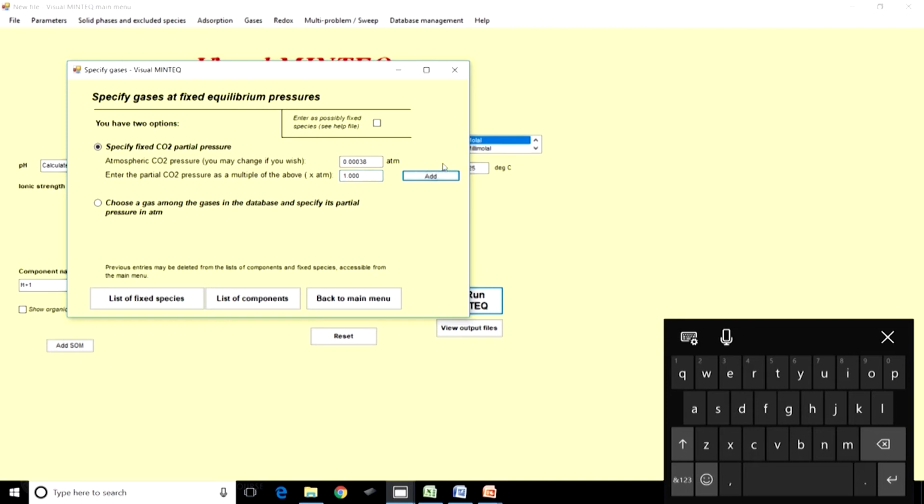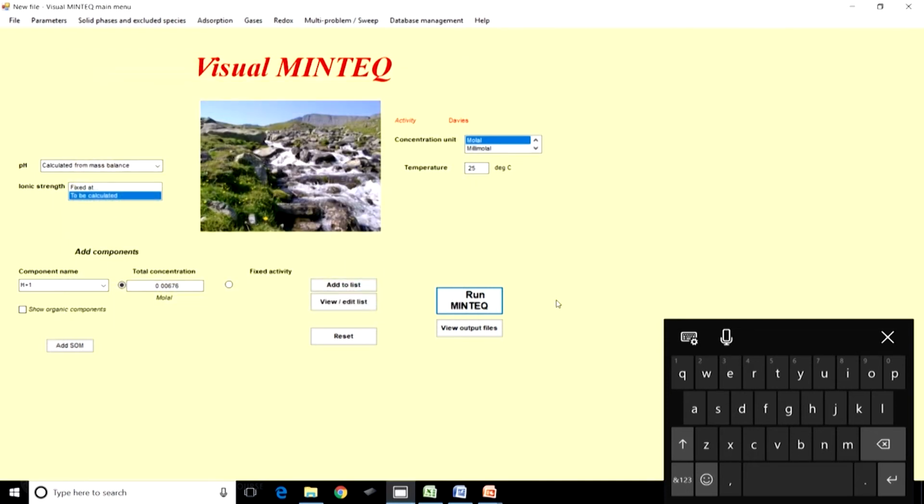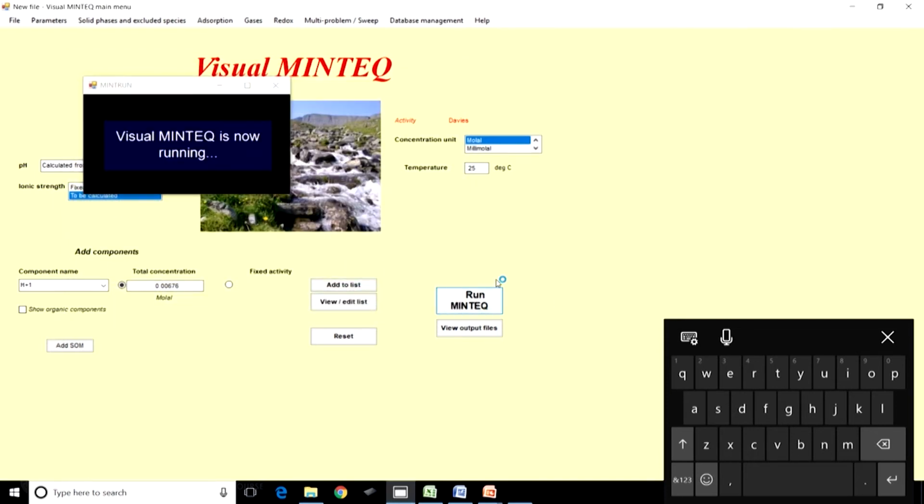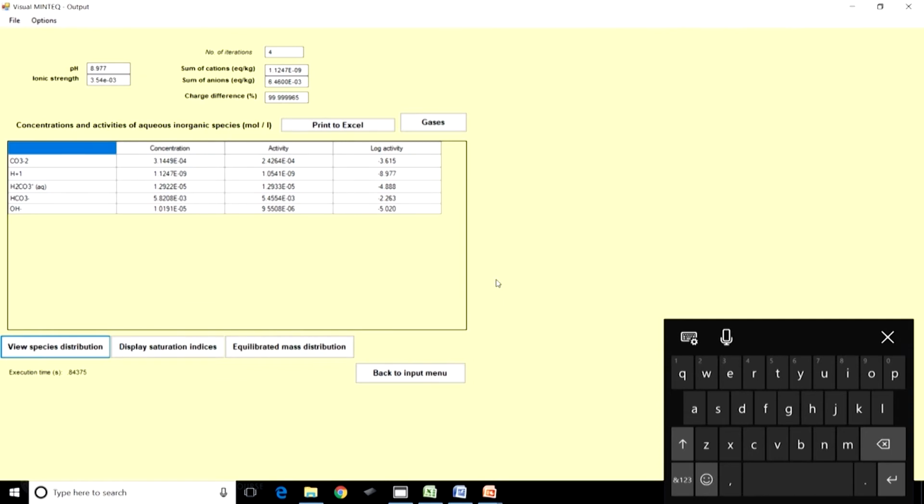So I am going to add that here, back to main menu and run Mintek, right. So obviously again we are going to have that pH 8.98, because I decreased the partial pressure of CO2, or decreased the concentration of CO2 gas. So now I need to again calculate CO3 total and H total. So I am going to do that here.